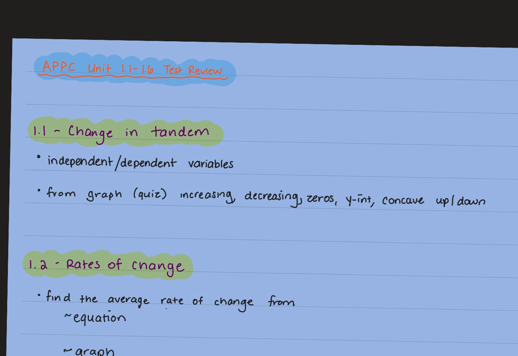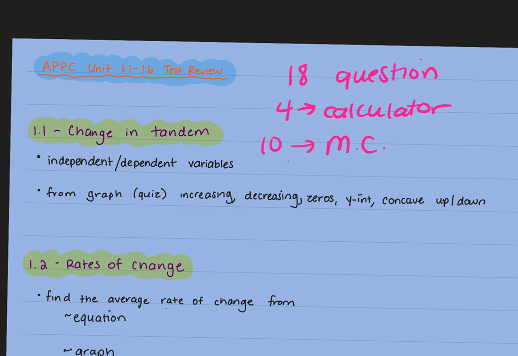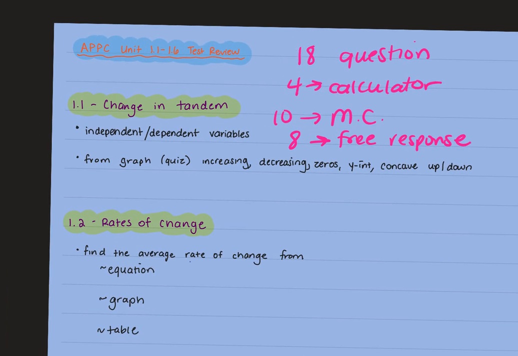So I just said, and I'll repeat it again, that your test is 18 questions. The first 4 you can use your calculator on. The rest not. The first 10 are multiple choice, and then 8 free response. There's like 3 or 4 with multiple parts. And really you only need the calculator for 3, but I needed to put a 4th one on there because I don't want to waste another piece of paper. So you don't even need it for the 4th.